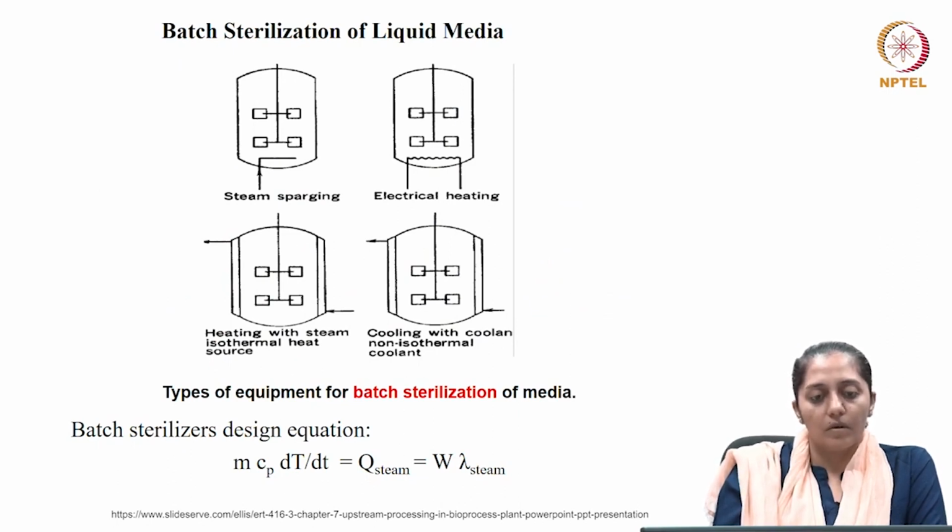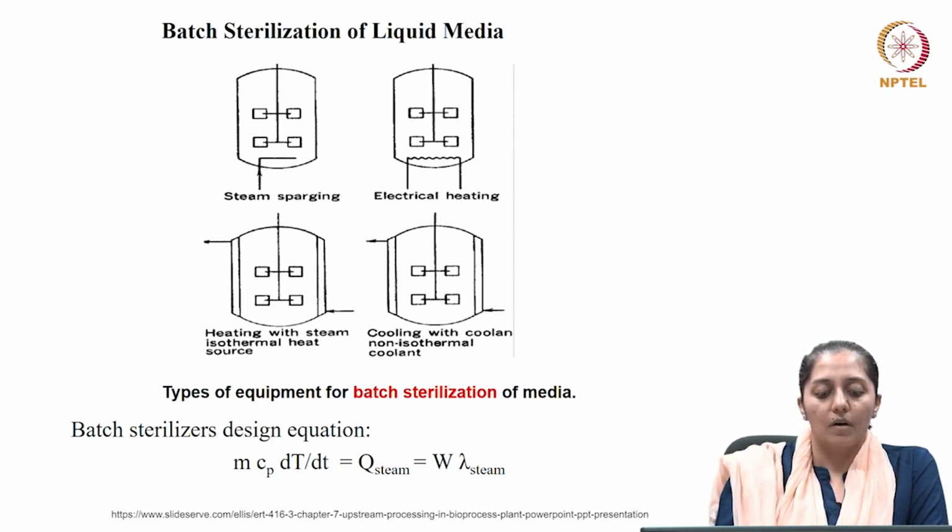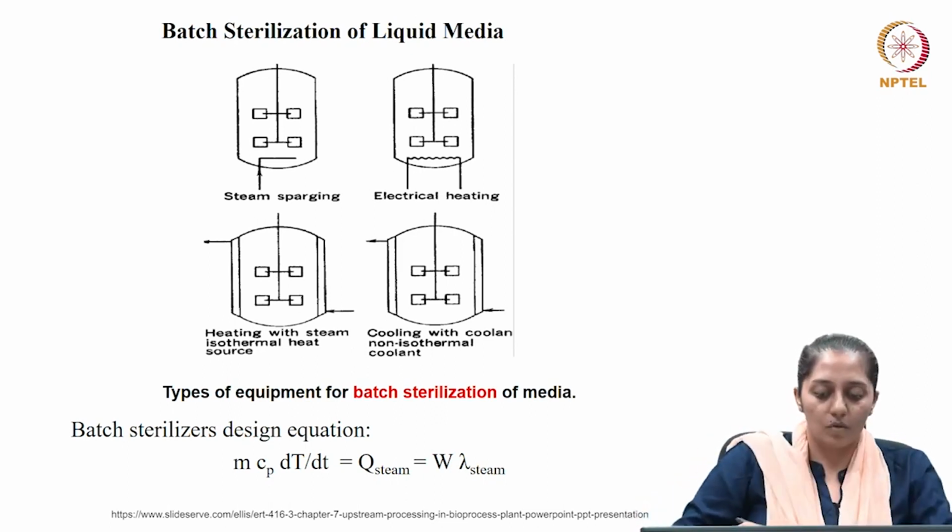Now, let us try to characterize the batch sterilization of the liquid medium. We know that there are different ways by which the media can be sterilized in batch processes. One can do direct steam sparging. There are electrical heaters which can be used, or heating with steam through an isothermal heat source, and then cooling with the coolant, which is a non-isothermal coolant.